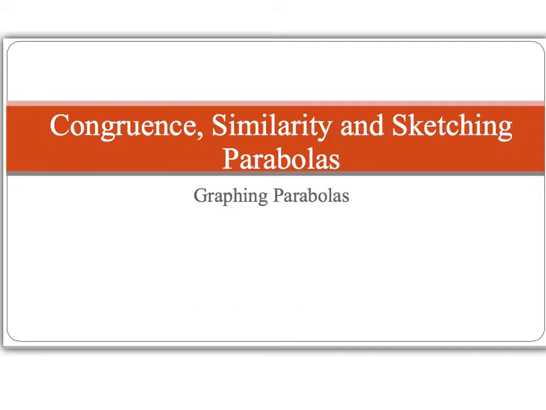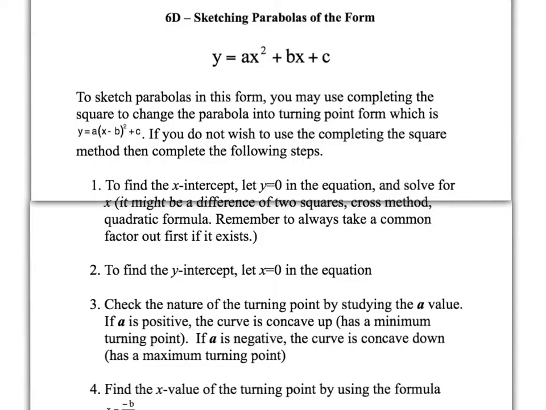Today we are going to be looking at the final exercise for this chapter on graphing parabolas, and that is exercise 6D, learning how to graph parabolas that are in the form y equals ax squared plus bx plus c. Now there's a couple of ways that we can actually approach these questions, and if you have your book in front of you, you can follow along with me.